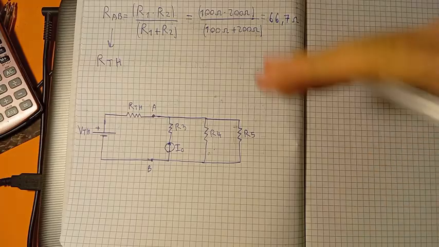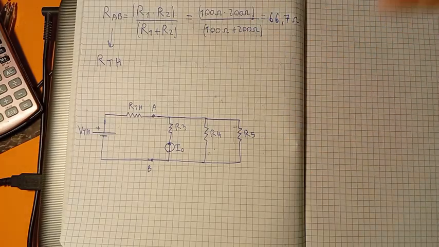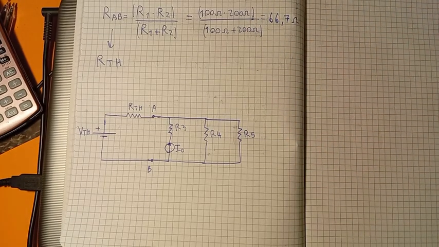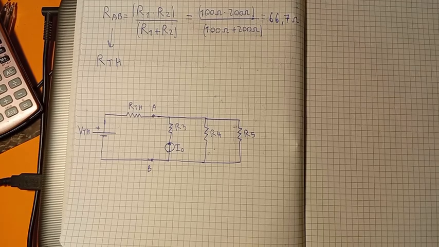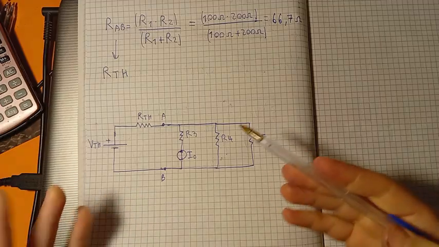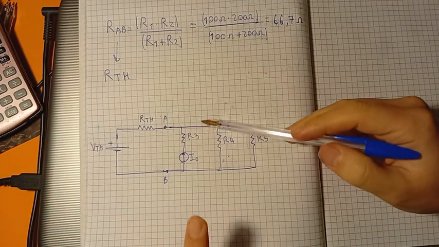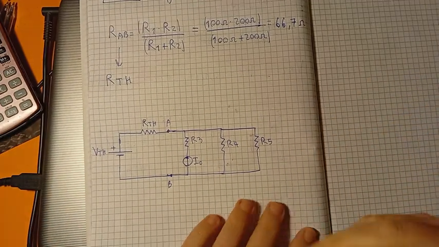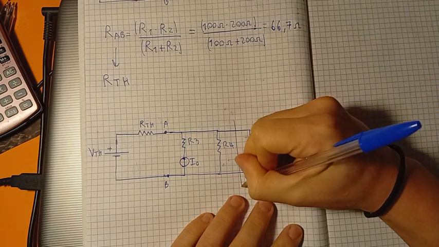Now I could find this current in many other ways, but we want to do it using Thevenin theorem. So what can I do? I have to cut the circuit again. Where could I cut it? Here? No, I will not do this. I will cut it here.